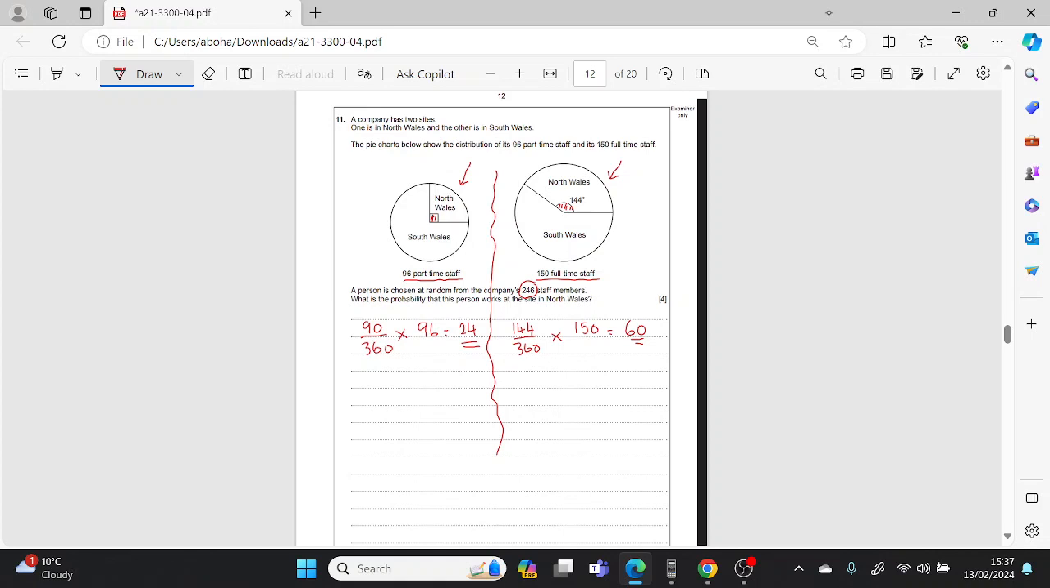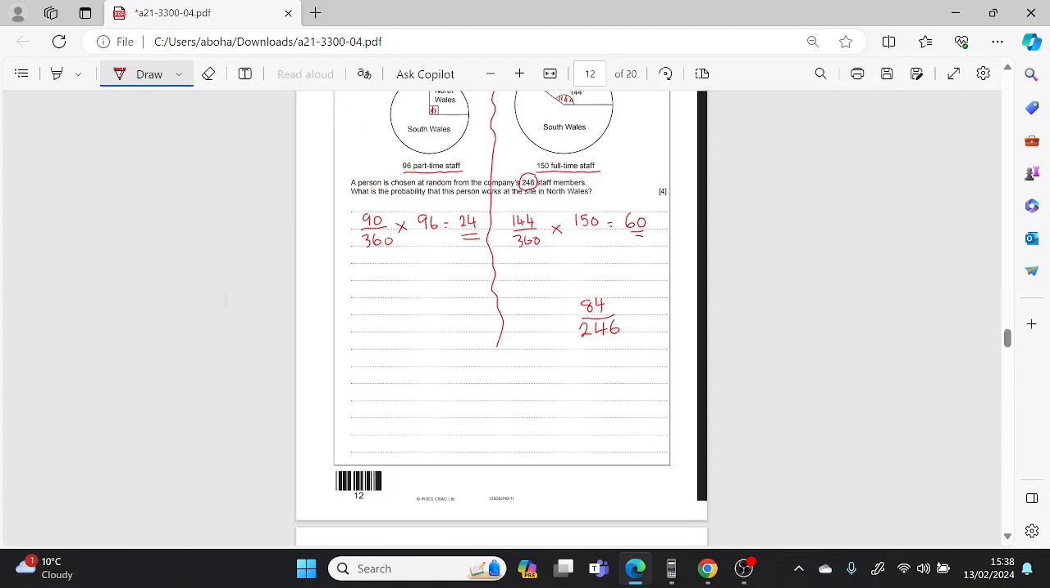So add the two together now. 60 and 24 is 84 out of 246. Now they don't want the answer in its simplest form, so just leave it like that, okay?